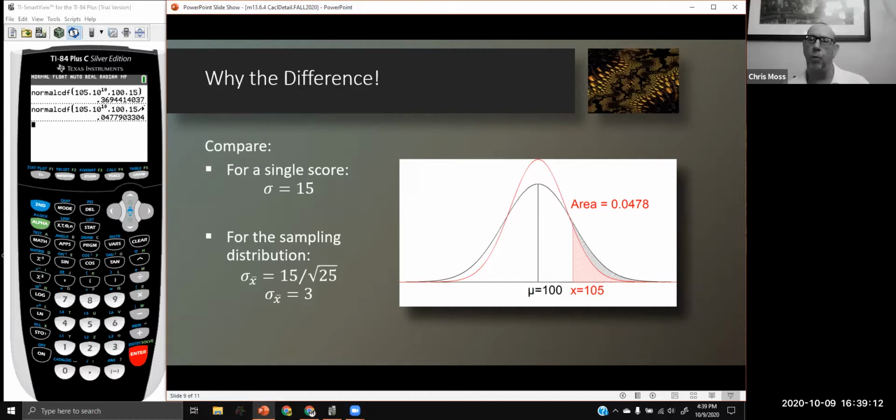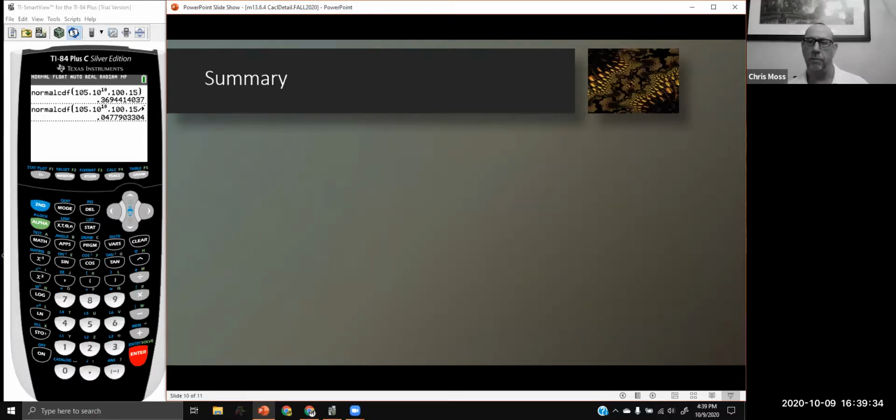And you can see that the red area is significantly less than the black area, which is why the probability of a sample mean being greater than 105 was so much lower than the probability of an individual having an IQ greater than 105. It's subtle, but that is a super big and super important difference.